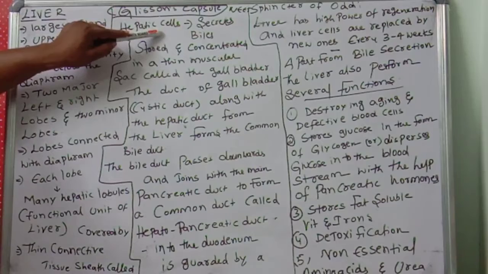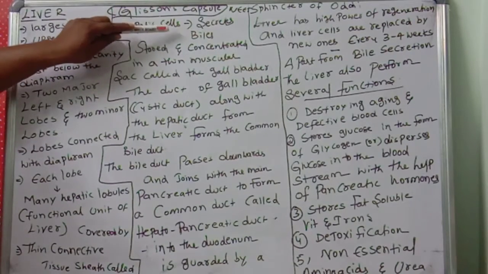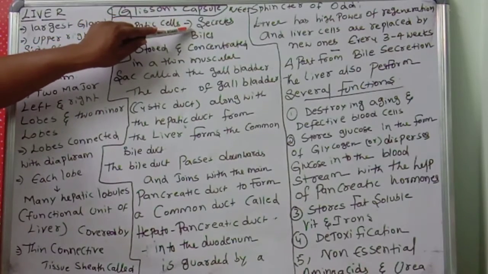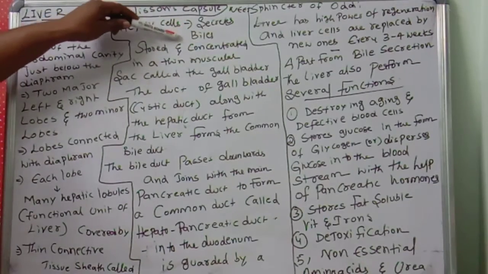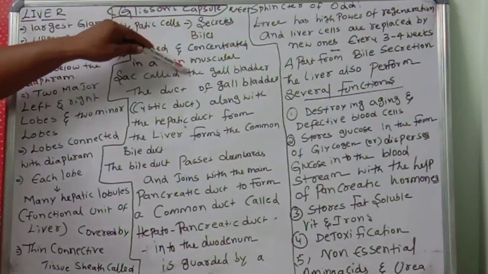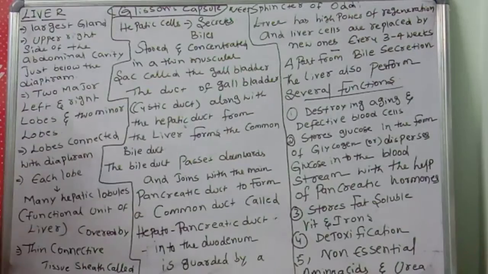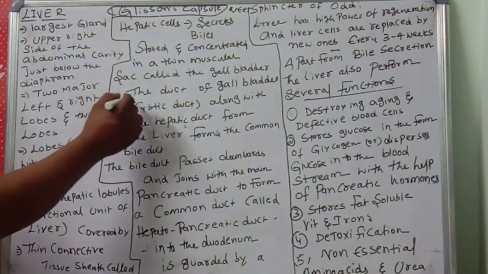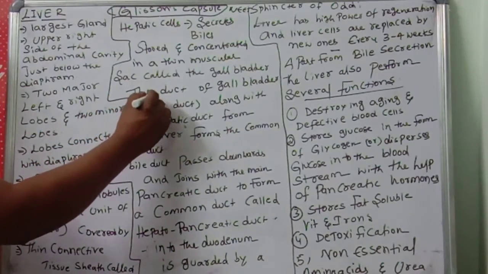So, the hepatic cells. The hepatic cells are liver cells. They secrete, as you know very well, bile, which is stored and concentrated in a thin muscular sac called the gallbladder. So what is the duct of the gallbladder? This is also important.